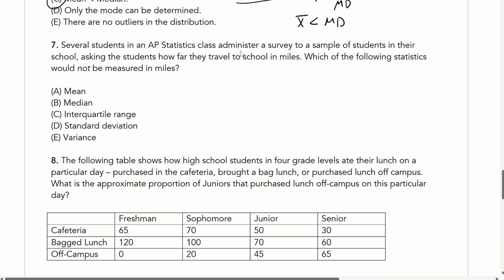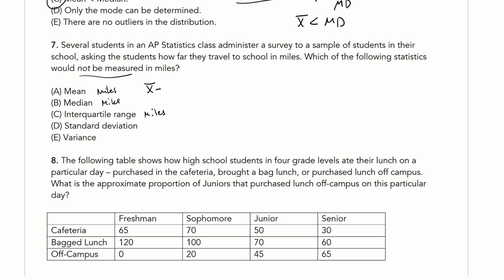Several students in an AP Statistics class administer a survey to a sample of students at their school, asking students how far they travel to school in miles. Which of the following statistics would not be measured in miles? All right, so the mean is going to be measured in miles. The median is going to be measured in miles because that's just the middle of the data. The interquartile range is just subtracting the quartiles, so it's still going to be miles.